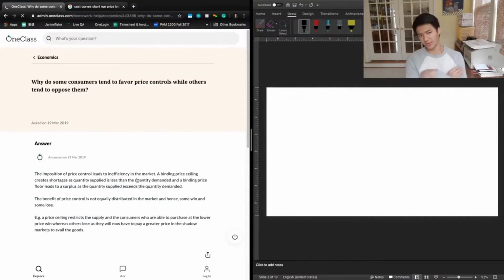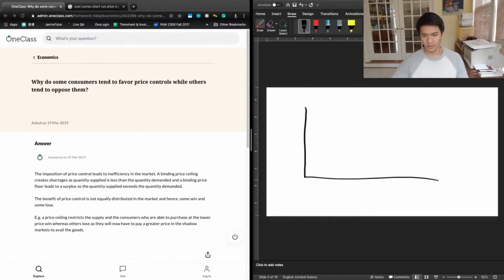Next question says, why do some consumers tend to favor price controls while others tend to oppose them? And so price controls are things like price ceilings or price floors. Let's take a look at a pretty classic example of a price ceiling, and that's like the rent control in New York City.